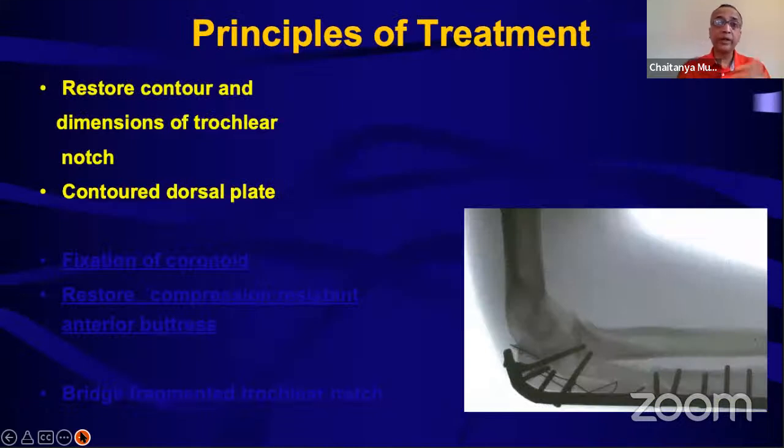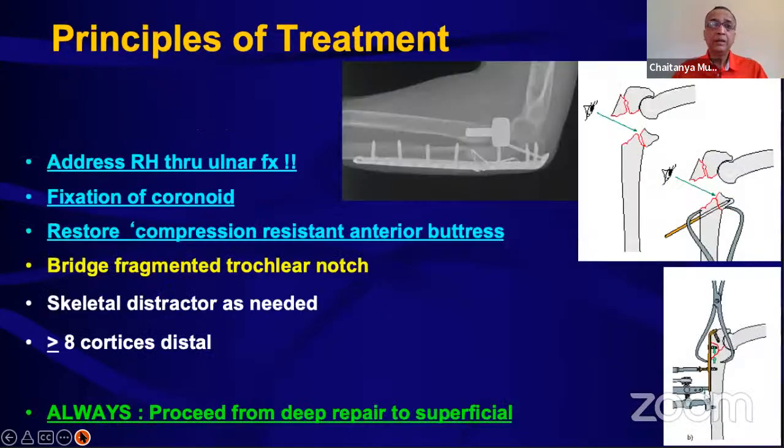What are the principles of treatment? You want to restore the contours and dimensions of the trochlear notch, and your plate must be contoured dorsally because that's the tension side. You want to address the radial head through the ulnar fracture. Mind you, as shown in this cartoon here, you're looking down even at the coronoid through the ulnar fracture.